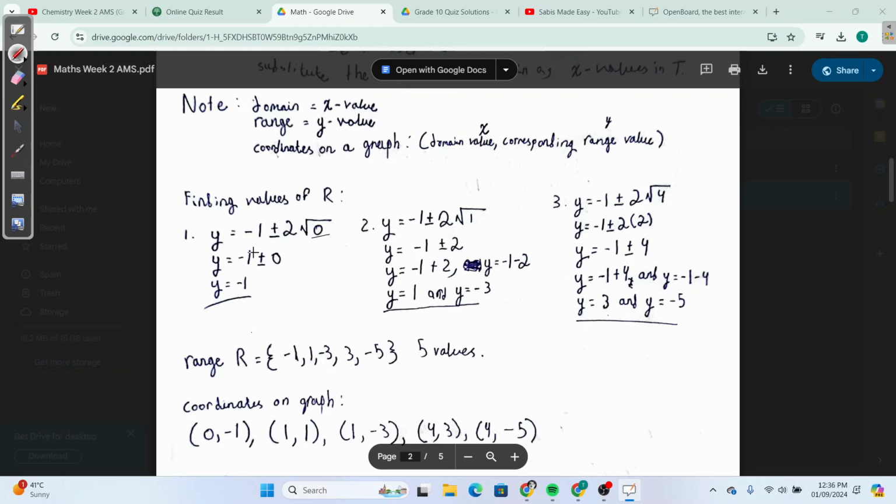Y equals minus 1 plus or minus 0 plus or minus 0. It's just useless, so you pretty much ignore it. So like an x there. Y equals negative 1. Okay.